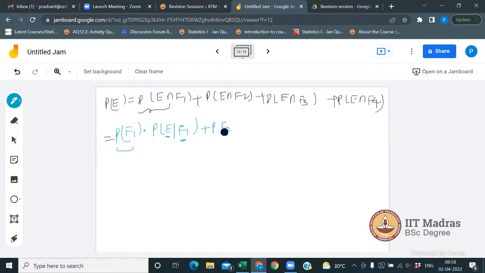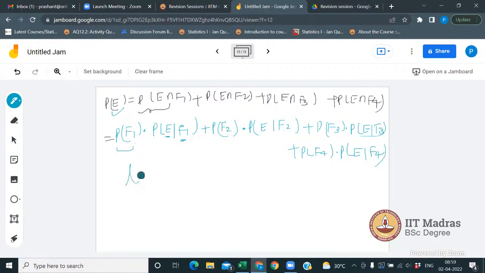Yes. And first, let's try to understand this one. So what will be this? What is the probability of F2 into the probability of E given F2? You will get these things. Okay. So this is something called the law of total probability.